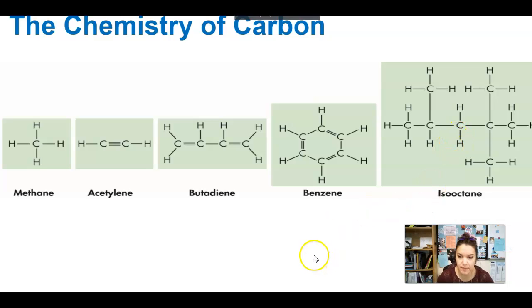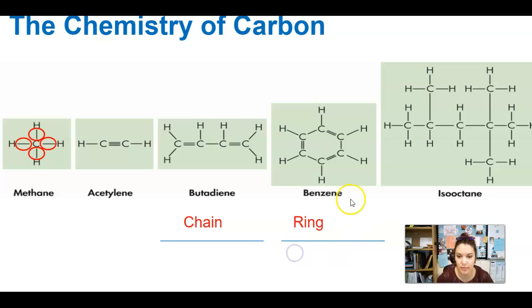Let me put this in percent mode. All right. So we can have much more complex molecules, and they can contain different types of bonding. Benzenes are considered rings, like you can see there. Oh, it's clicking through. Okay, so that would be considered a chain, a ring, and this is a branching chain.